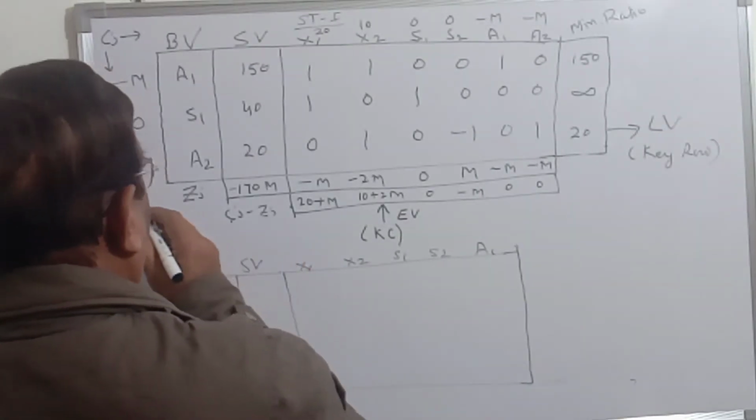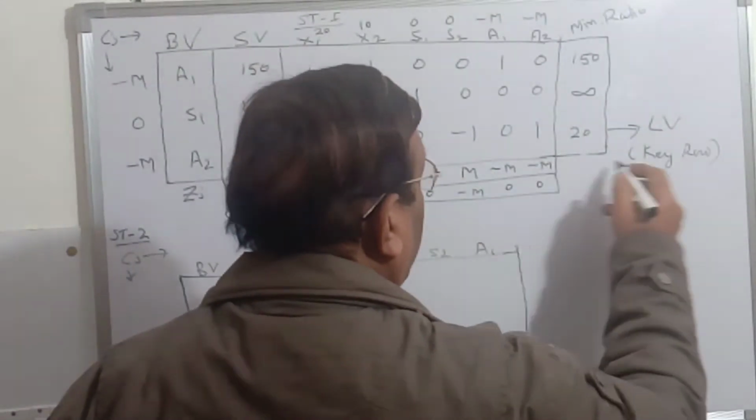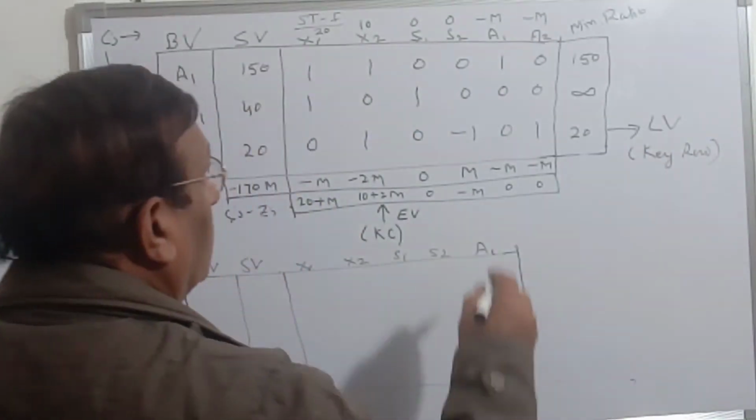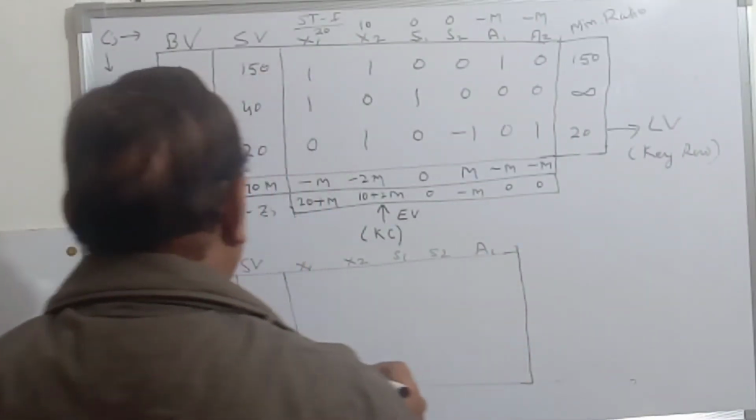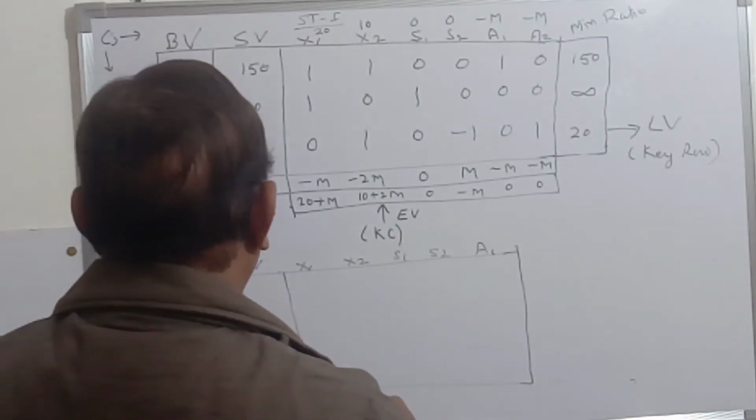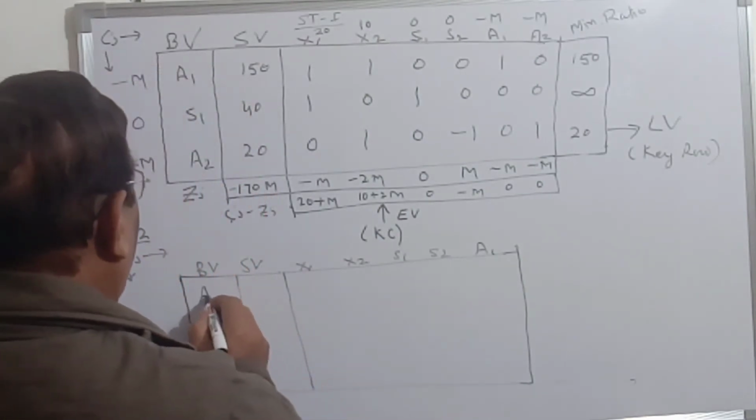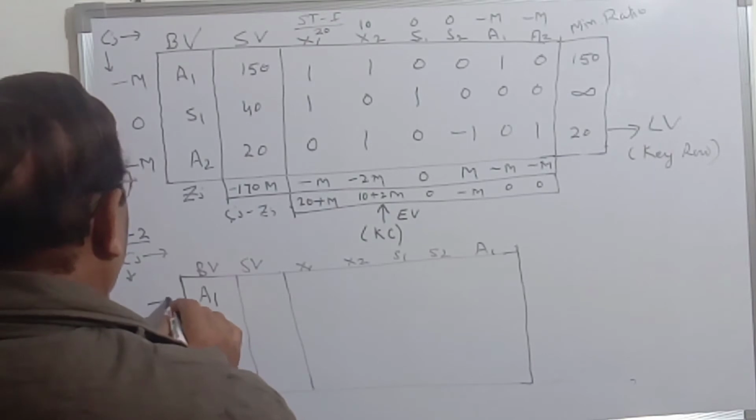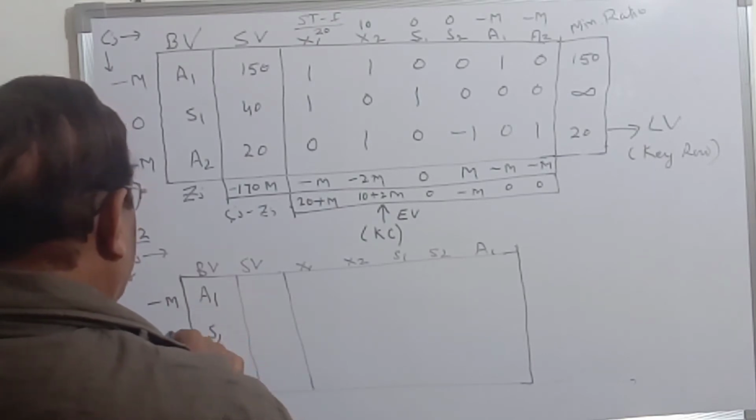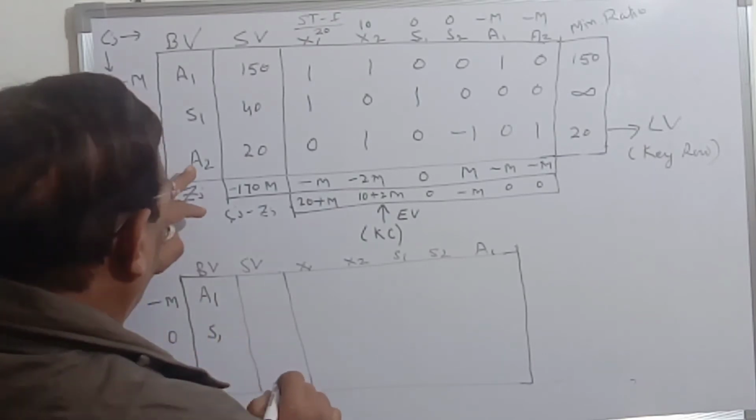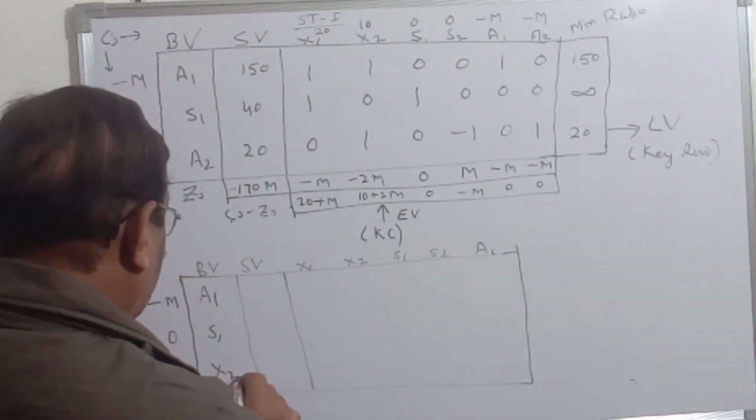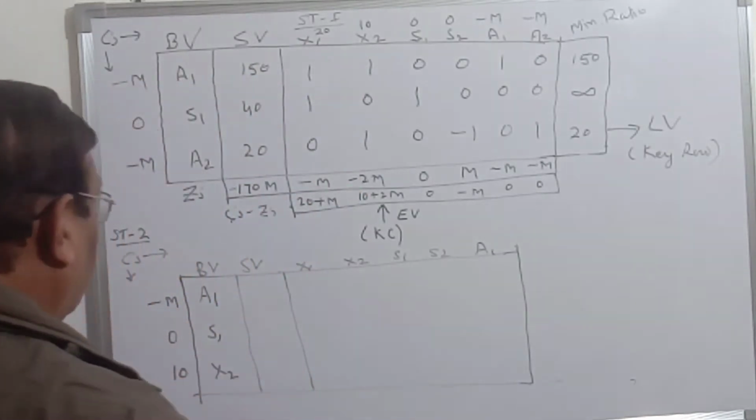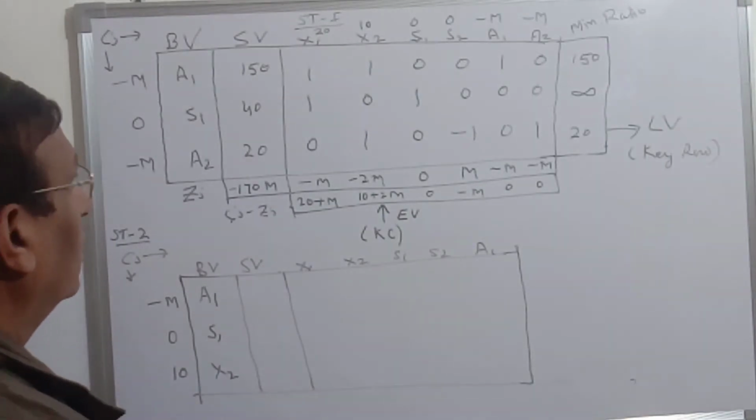Why? Because the artificial variable is the leaving variable, so you can leave this from the column as well. So basic variable a1 as it is, minus M, s1 as it is, 0, and instead of a2 we will have x2 with coefficient 10.